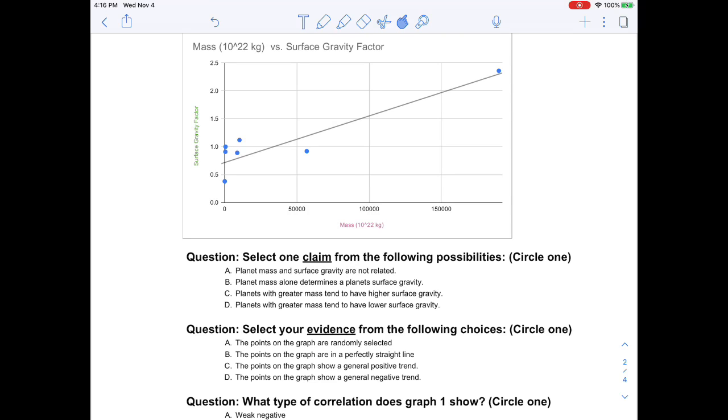B, planet mass alone determines surface gravity. So if that was the case, all of the dots would be exactly on my trend line. They would be perfect. And that is clearly not the case either. There's some dots that aren't really close, and there's some that are really close to the line. So then C is, planets with greater mass tend to have higher surface gravity, or D, planets with greater mass tend to have lower surface gravity. So if I look at this, I can see that as the line goes up, as my mass increases, my surface gravity increases. So the correct answer for this one should be C, planets with more mass tend to have higher surface gravity. So that is the answer that I'm going to select.